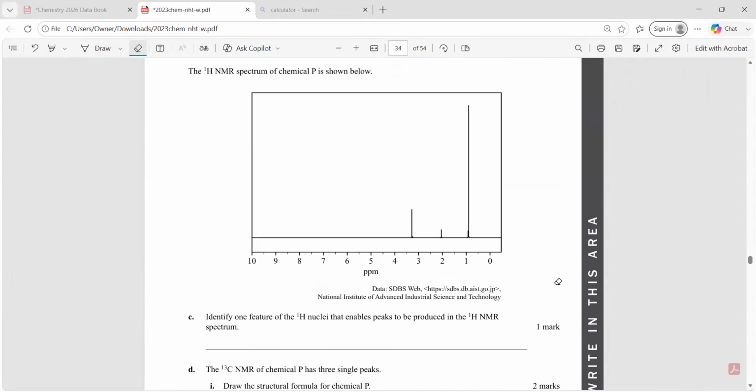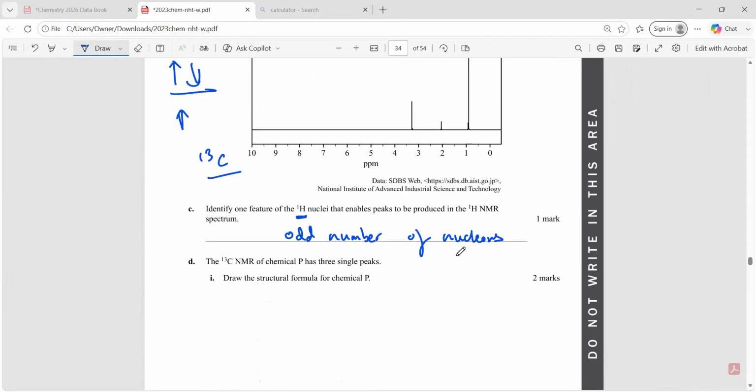Identify one feature of the 1H nuclei that enables peaks to be produced. You'll notice that we deal with 1H or 13C, and that's just because of an odd number of nucleons. I don't want to get too nitty gritty with it, but generally speaking, if we had an even number of nucleons, then there would be no distinct spin. But if we have an odd number, then we have a distinct spin.